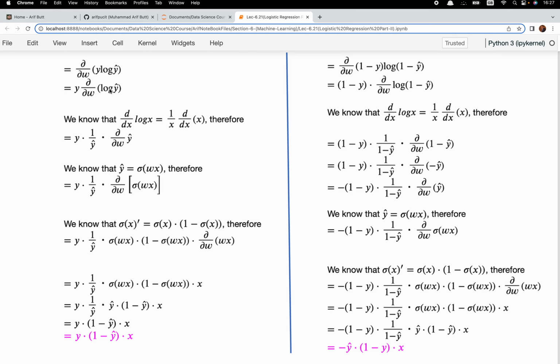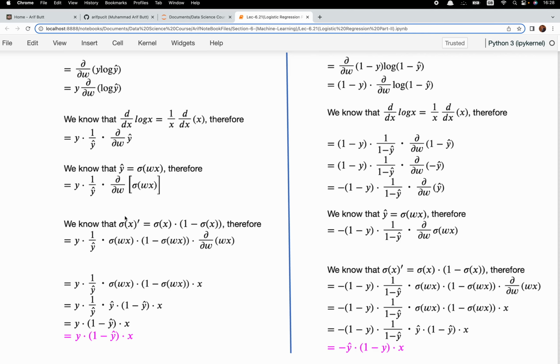Well, let me describe the left part first. The y term over here, where my mouse is hovering, does not have a w, so it is treated as constant, so it can come out over here. And we know the derivative of log x is equal to 1 over x times the derivative of x. So applying this rule over here, we get y times 1 over y hat times the partial derivative of y hat with respect to w. And plugging in y hat is equal to sigmoid of wx, we will come up to this equation.